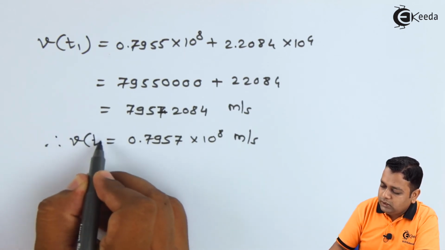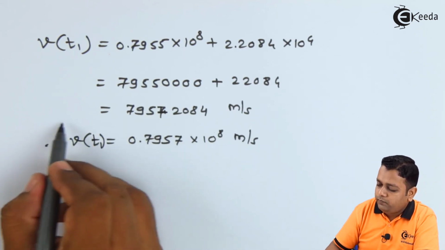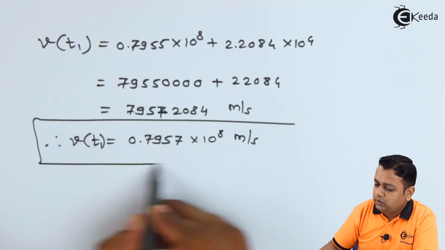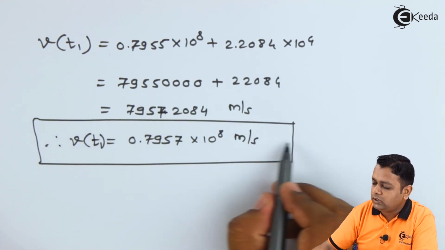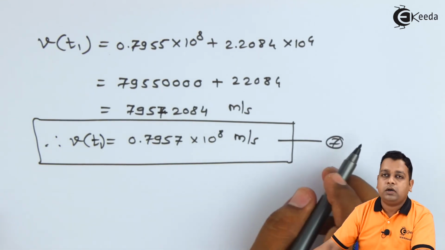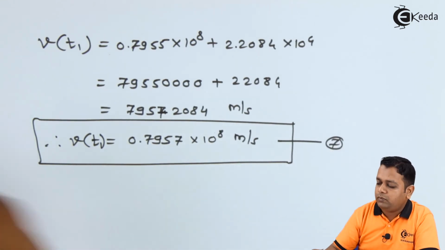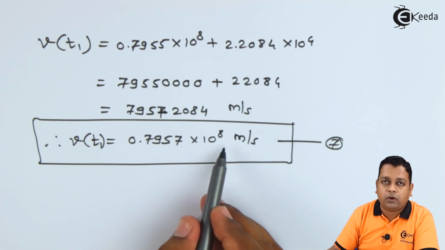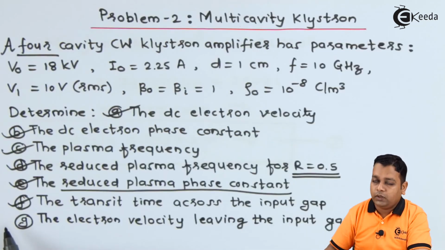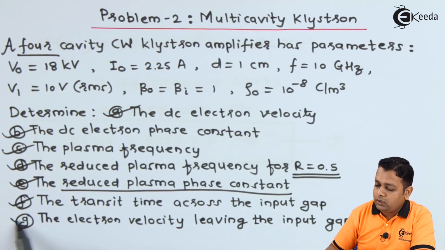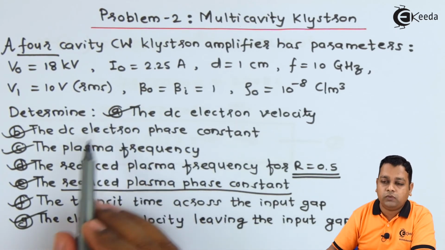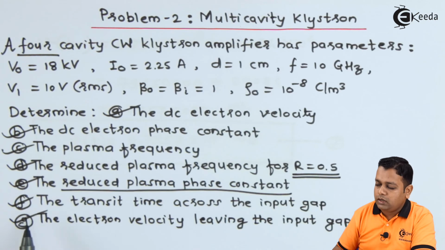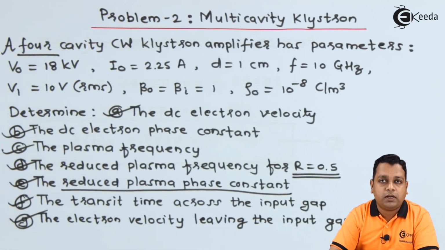Therefore, we can say that the moment electron leaves the gap spacing, the velocity attained by that particular electron will be equal to 0.7957 × 10^8 meters per second. So this way we are covered with determination of all the values with respect to part A to part G for a multi-cavity klystron. Here the example was taken for the number of cavities to be 4 here.